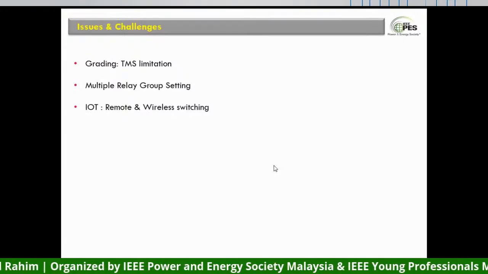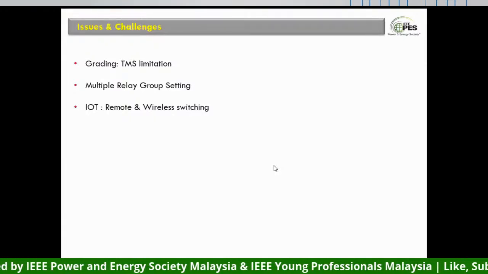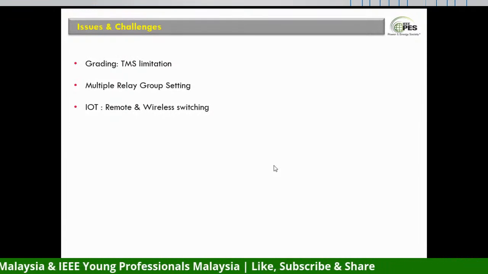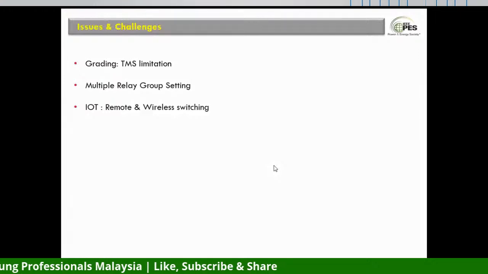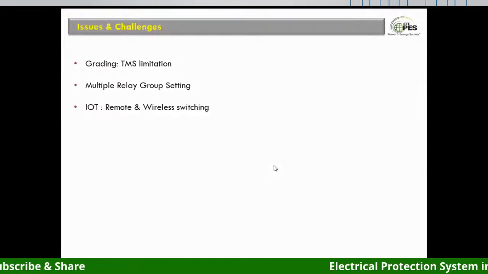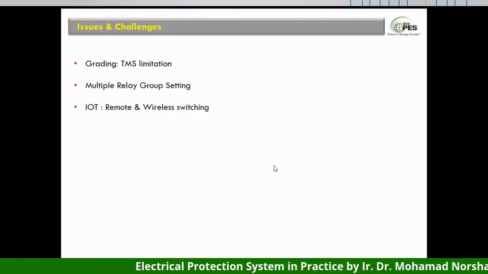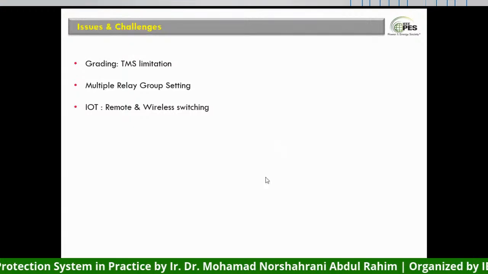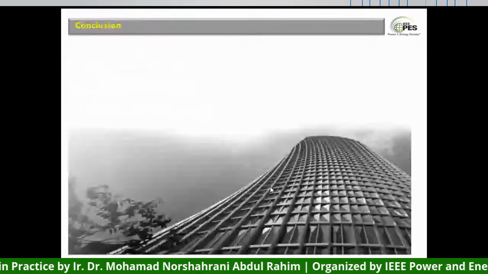It can be a risk due to cyber security, where people can hack our system. So those are the things that the industry, I think, is still not ready to use, especially in critical areas which involve the public. I think that's all I want to share on the issues and challenges.